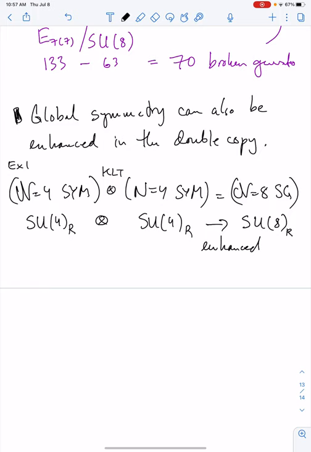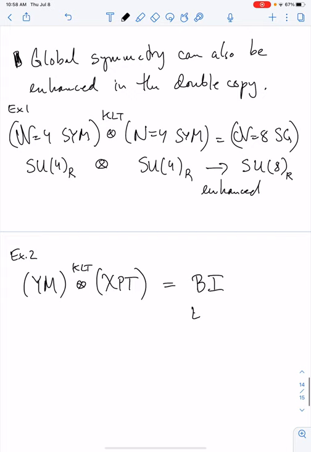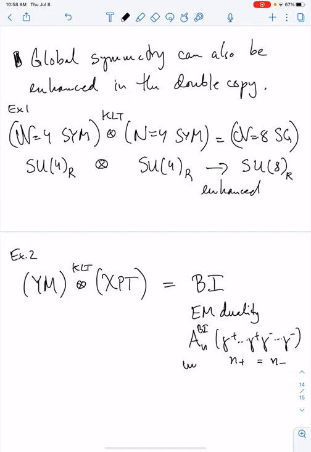Example two was that we learned that Yang-Mills theory times chiral perturbation theory in the KLT double copy results in Born-Infeld theory. Now, Born-Infeld theory has electromagnetic duality. And that manifests itself on the tree amplitudes as the statement that the amplitudes vanish unless the number of positive and negative helicity Born-Infeld photons is the same. So this is zero unless n plus equals n minus.